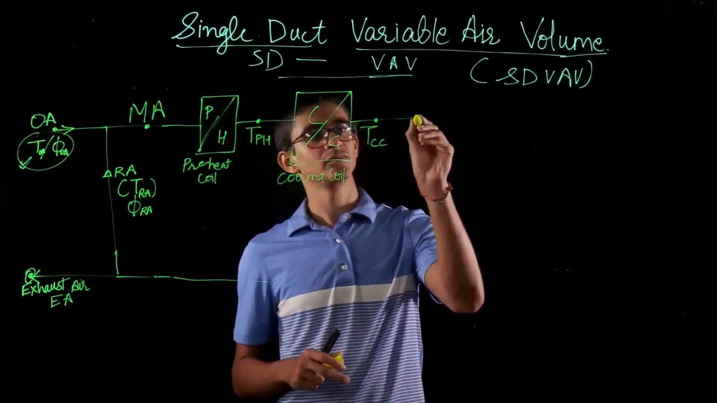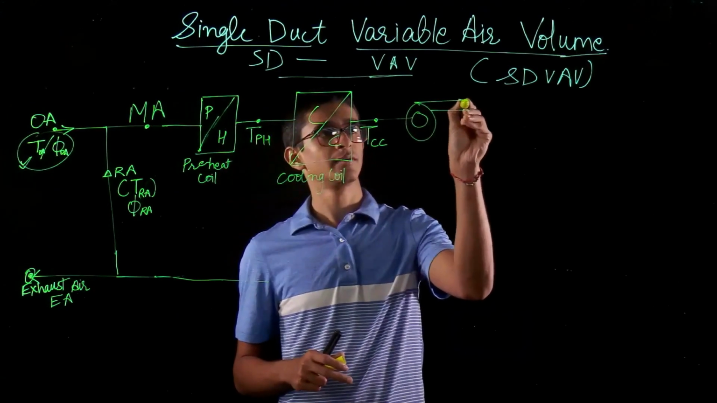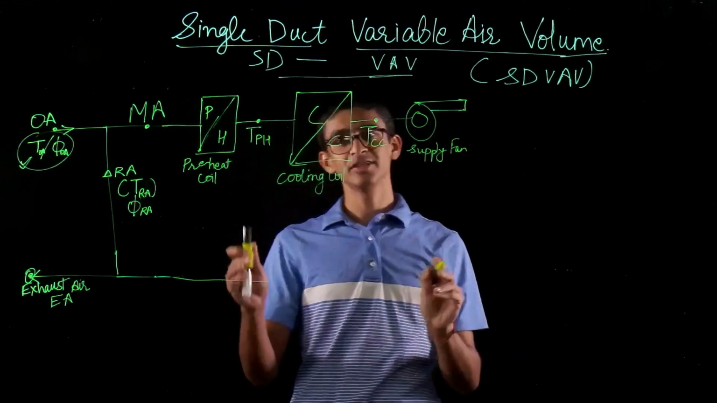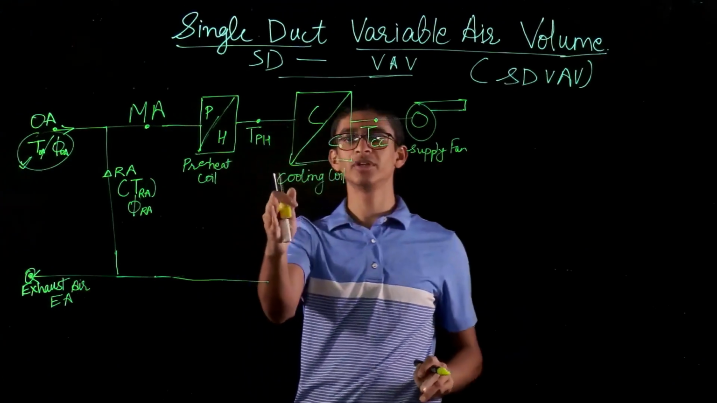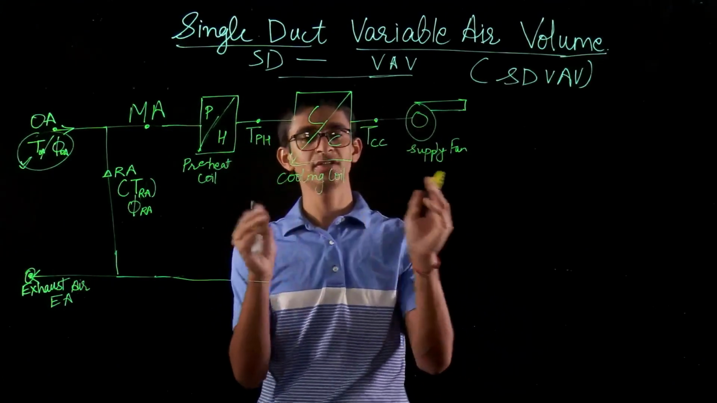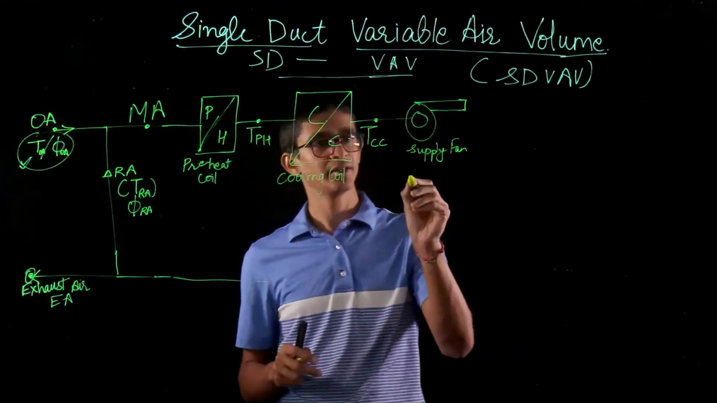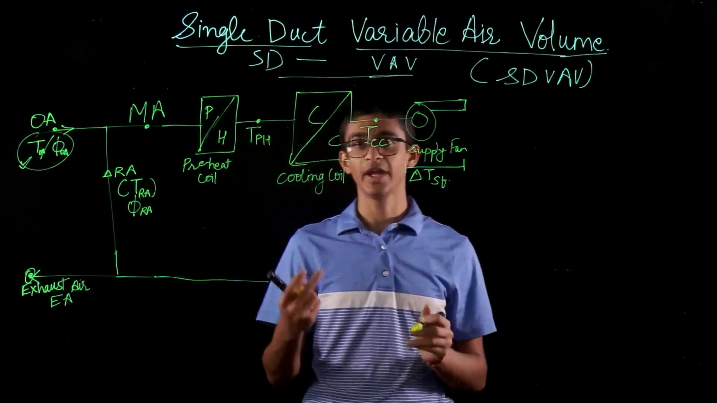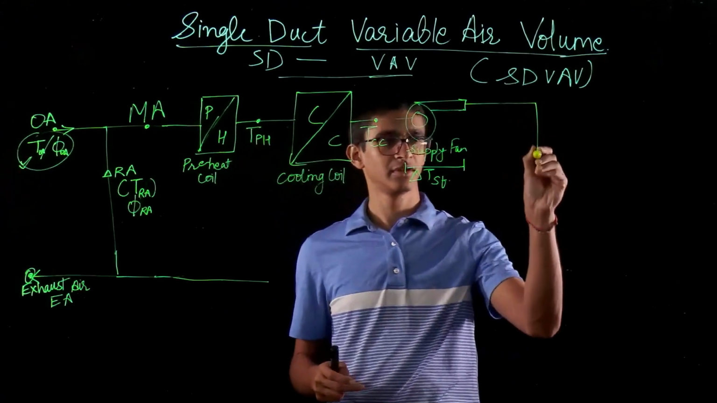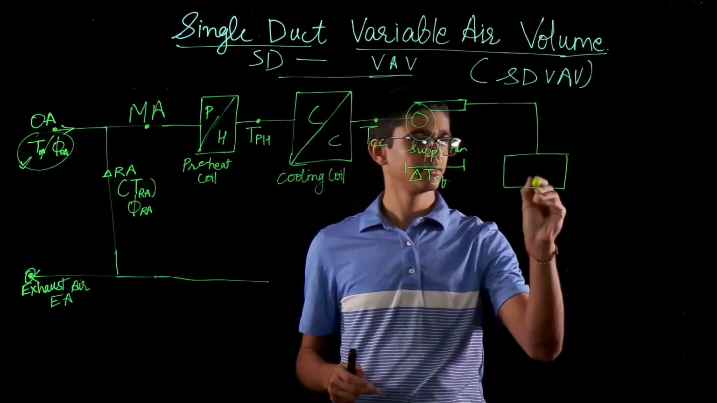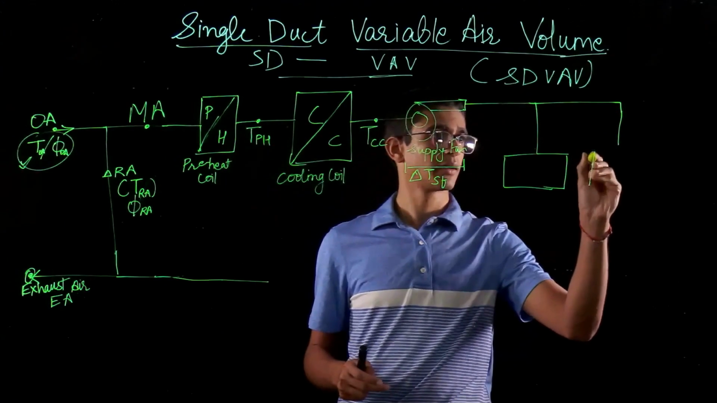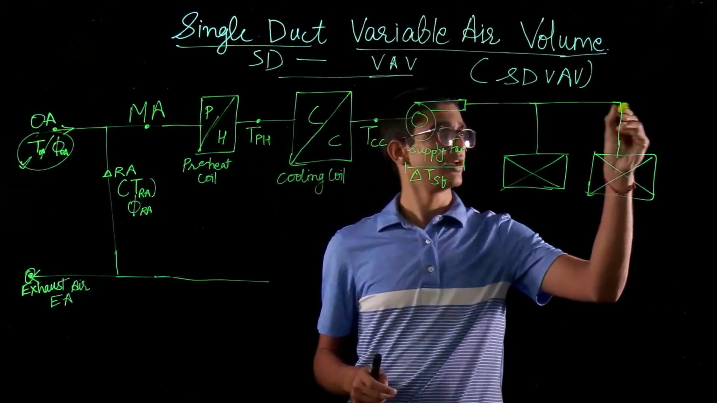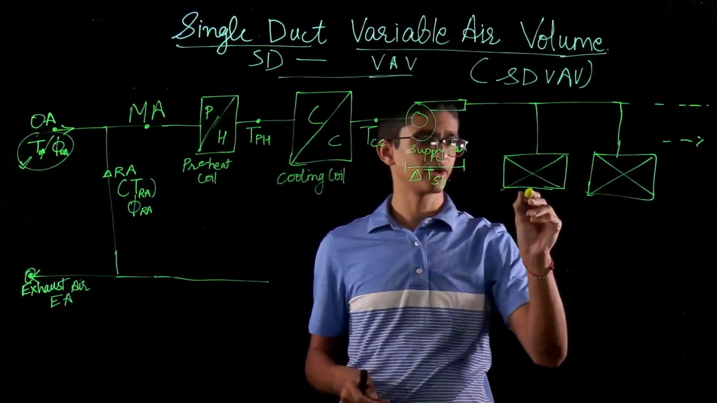Then we might have a fan, which is called a supply fan. And this whole setup can change. We can have a supply fan before the cooling coil or after the cooling coil, it doesn't matter much. Only the calculations part will change a little bit. And for the supply fan, there could be some temperature rise because of the velocity change of the air. From the supply fan, we'll have some air supplied to different zones, and these are the reheat coils, and it could be supplied to n number of zones.